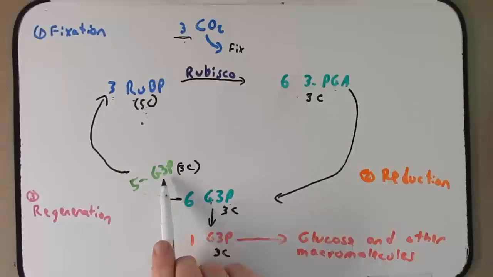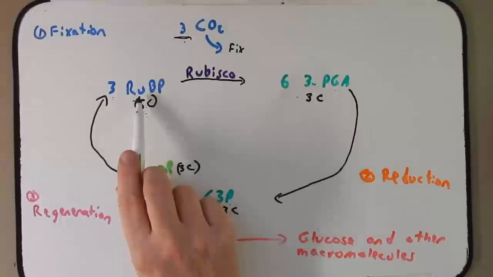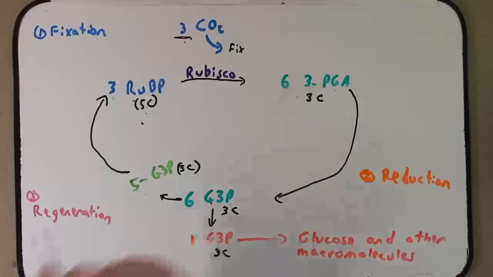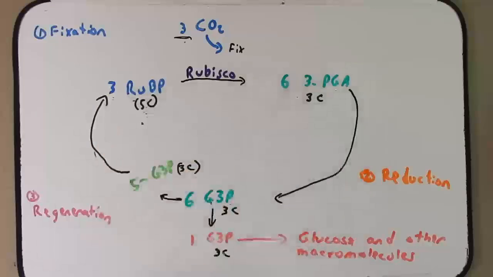So still 15 total carbons here, 15 total carbons here. So it's just a reorganization of the bonds to regenerate RuBP. Now something that might be bugging you is that I told you that ATP and NADPH that were generated in the light reactions are necessary for the Calvin cycle here, but I haven't talked about them yet.